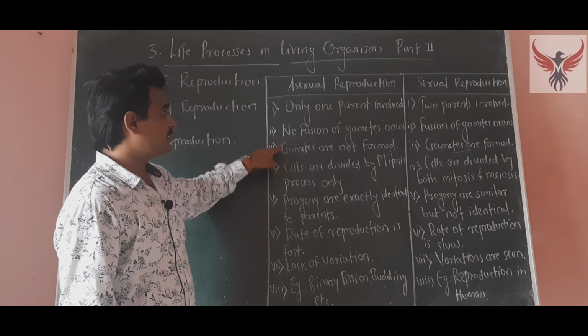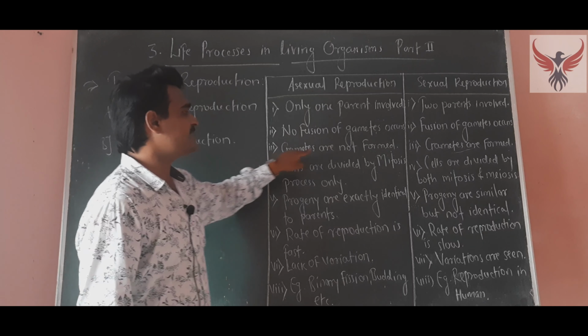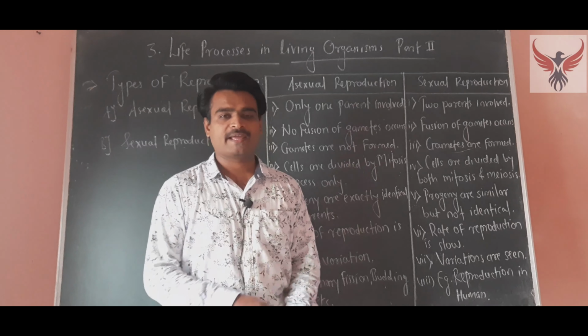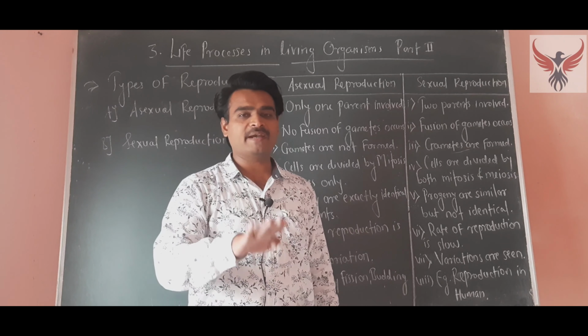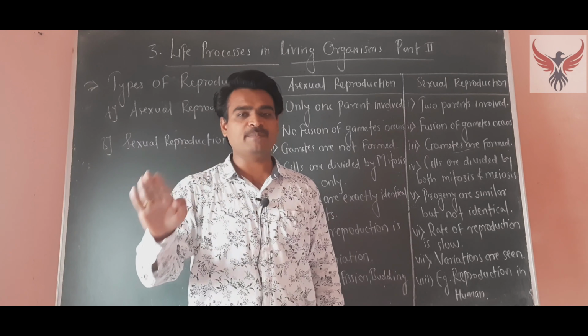Third difference is in case of asexual reproduction, gametes are not formed. Gametes means male gamete and female gamete. So in case of asexual reproduction, gametes are not formed, means male gametes and female gametes are not formed. In case of sexual reproduction, the third difference is gametes are formed, means male gametes and female gametes are formed.